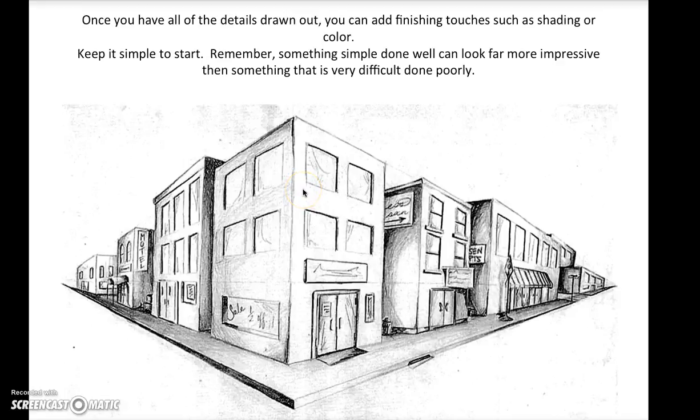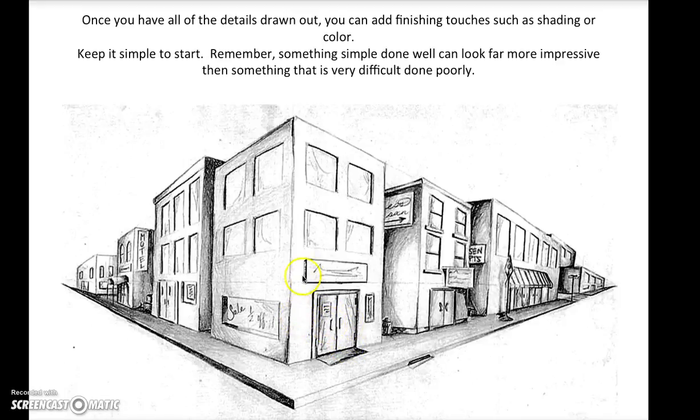Once you've drawn out all of your basic shapes for your details, you can start to go back in and add in things like letters on signs, details to the windows like a small ledge here, or if you're going to add curtains, things to doors like doorknobs and signs and handles.